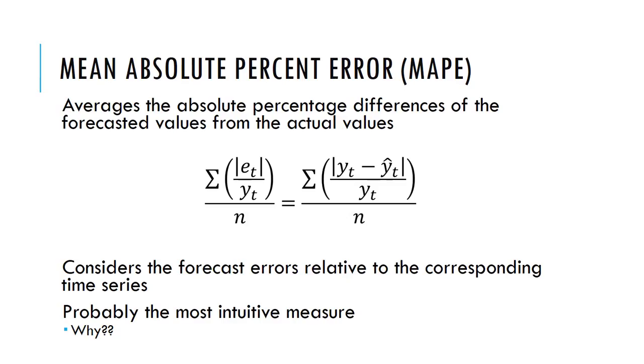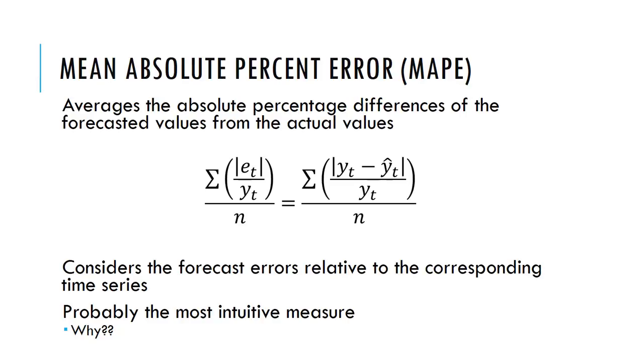Then we have the MAPE, the mean absolute percent error. It takes the absolute value of the error term, divides by its actual, and then adds all those up, and then divides it by how many of those error terms that we have. So this is taking a relative approach to it.